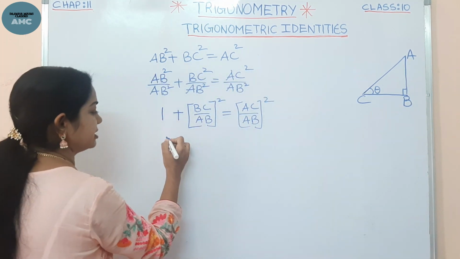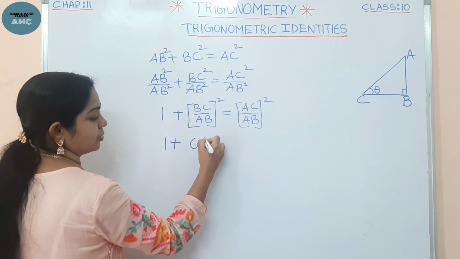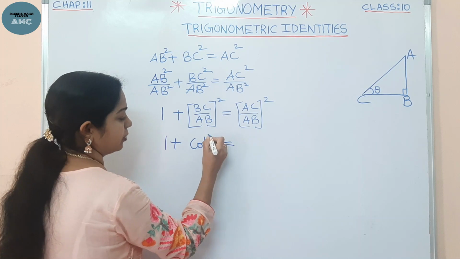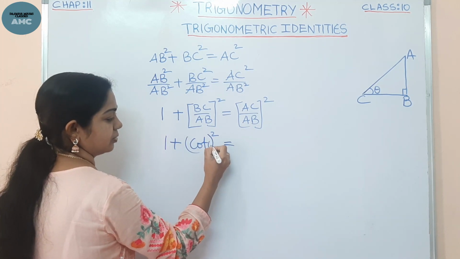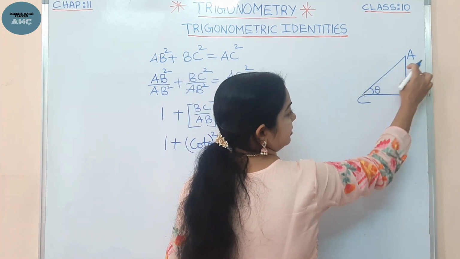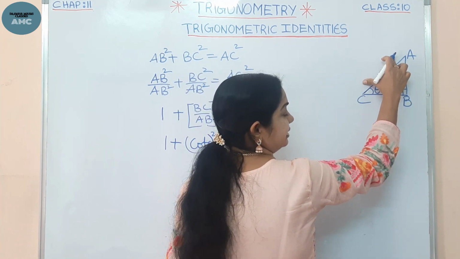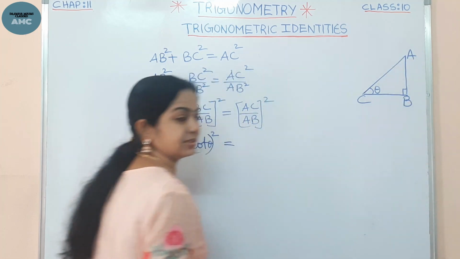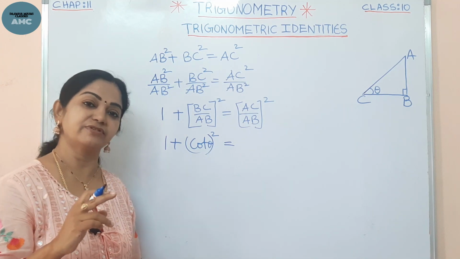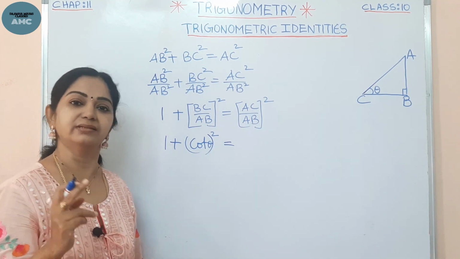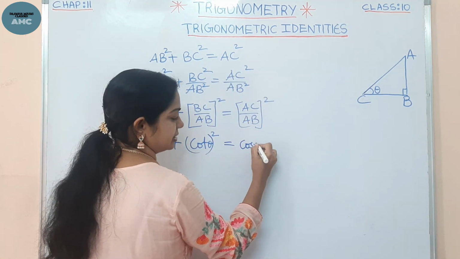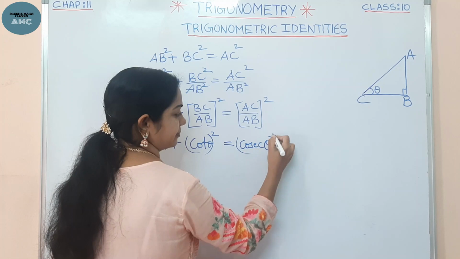Adjacent by opposite is cot, isn't it? So 1 plus cot theta, and also here square, right? Cot theta whole square. Now AC by AB. See here, AC is hypotenuse by the opposite. Now, sine theta is opposite by hypotenuse. The multiplicative inverse of sine theta is cosecant theta. So, cosecant theta is hypotenuse by opposite. So, that means cosecant theta whole square.